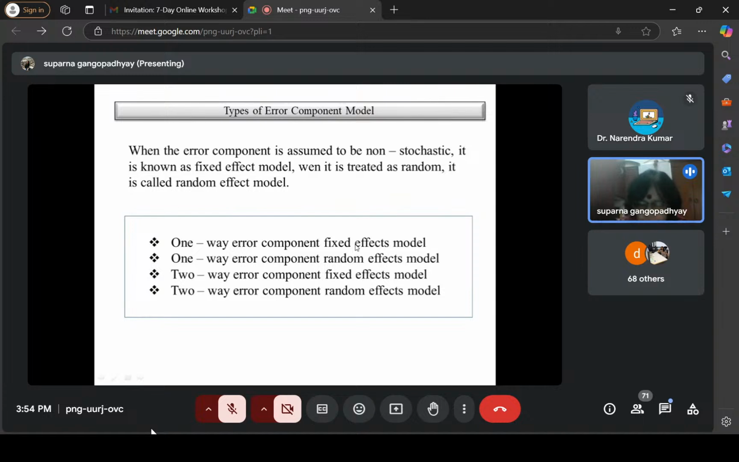Fixed effect and random effect are the most important issues. In the fixed effect model, the cross section or time series, or both, are treated as the coefficient of dummy variables.